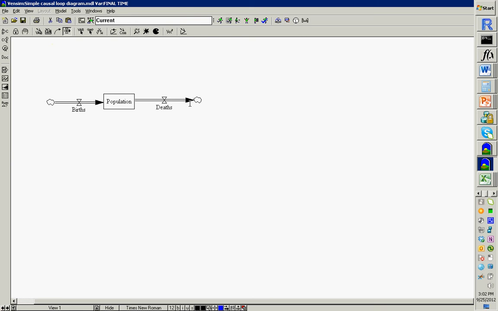So that's a stock. That's something we can measure at a given point in time, as if you freeze time. Okay, so that's good. Now, is this model simulatable yet? So this is a stock and flow model. Is this a model?